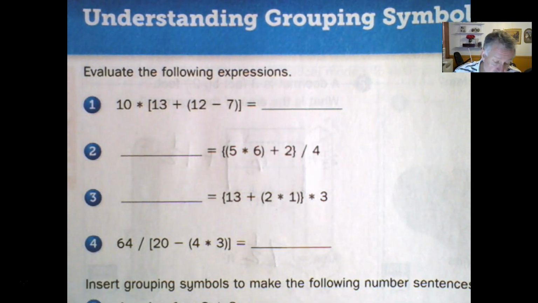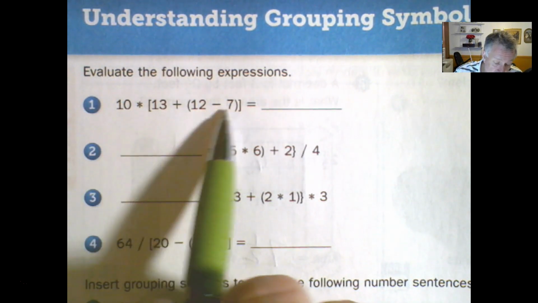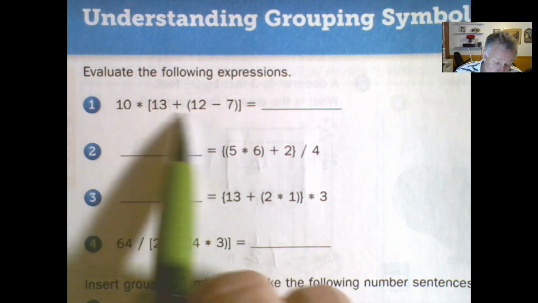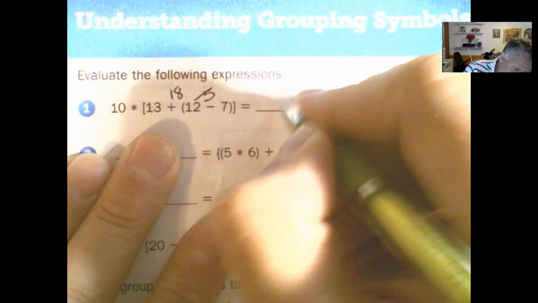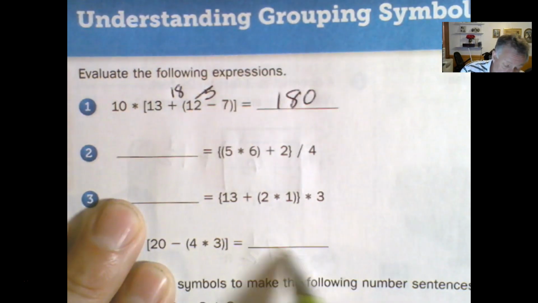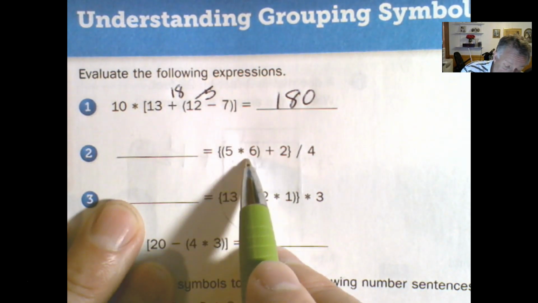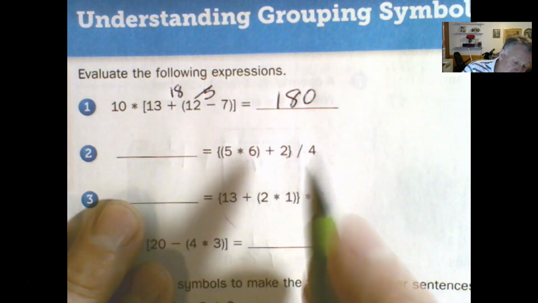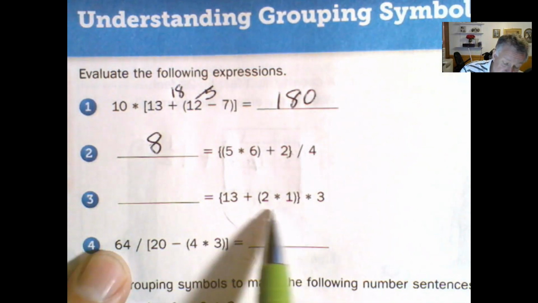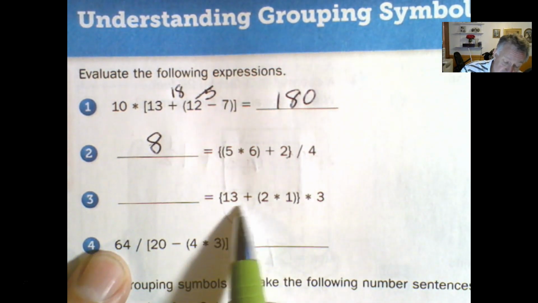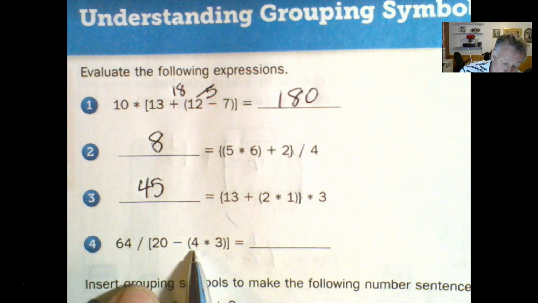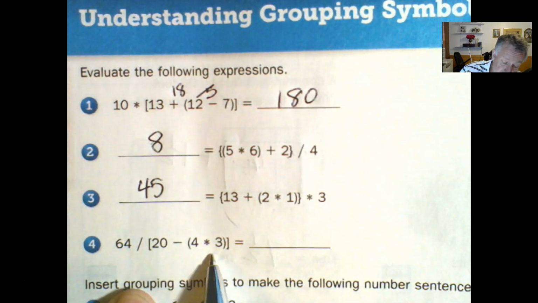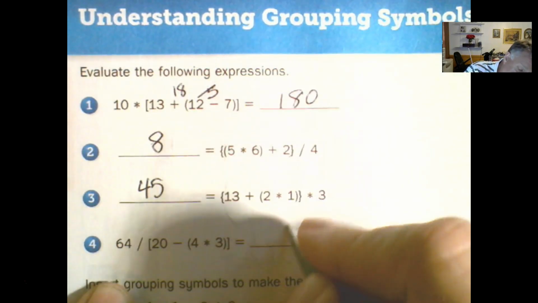Page 34. Evaluate or solve the following expressions. So we're going to do the parentheses first, then what's inside the brackets, and lastly we'll do what's outside. So 12 minus 7 is 5, plus 13 is 18, and 18 times 10 is 180. Inside first, 5 times 6 is 30, 30 plus 2 is 32, 32 divided by 4 is 8. Inside first, 2 times 1 is 2, 13 plus 2 is 15, 15 times 3 is 45. 4 times 3 is 12, 20 minus 12 is 8, 64 divided by 8 is 8.